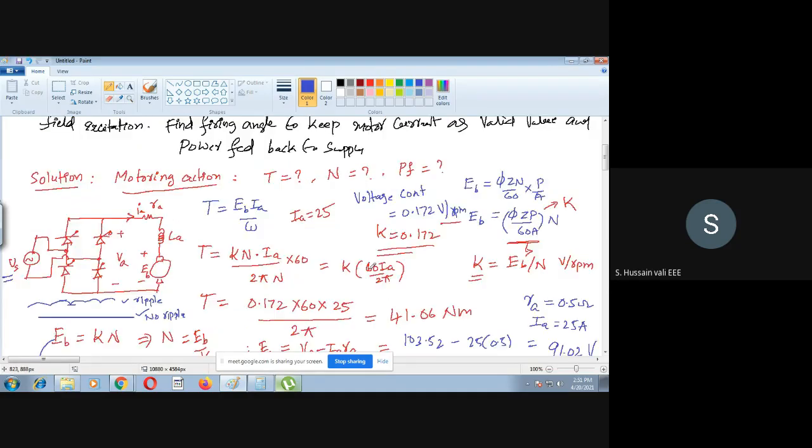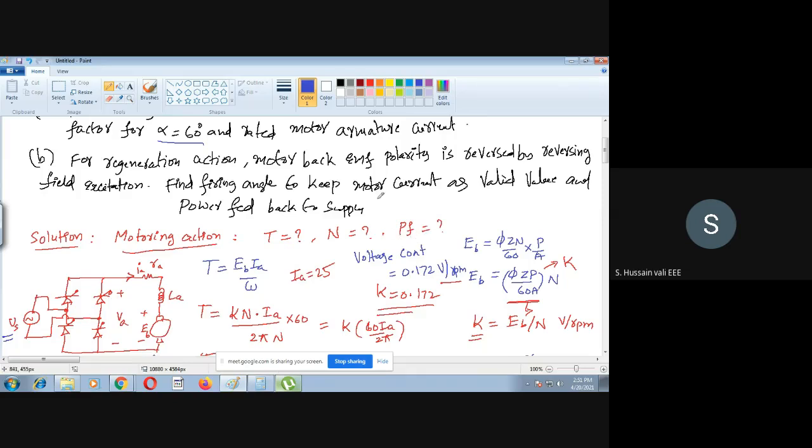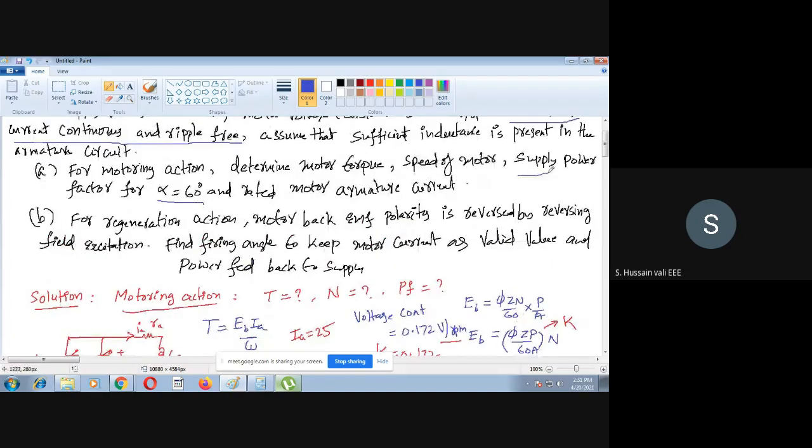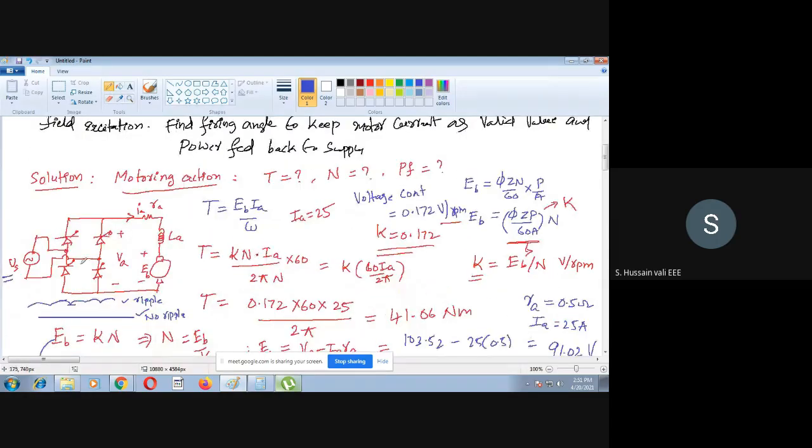Now we'll go to the third question. What is the third question? Supply power factor. See, last class I told you that supply power factor in the sense you have to find out the power factor here. What is the power factor at the input supply? He is asking the power factor at the input supply.